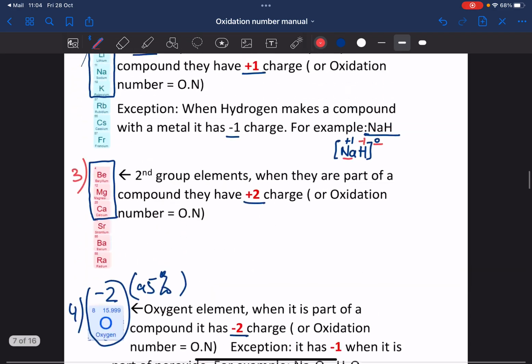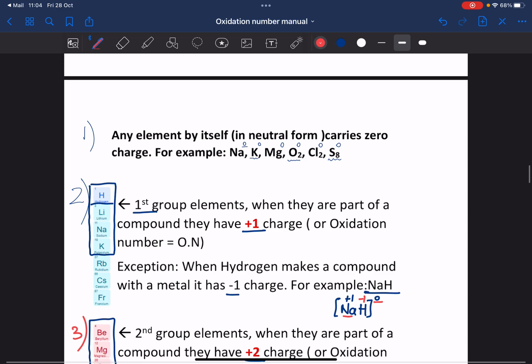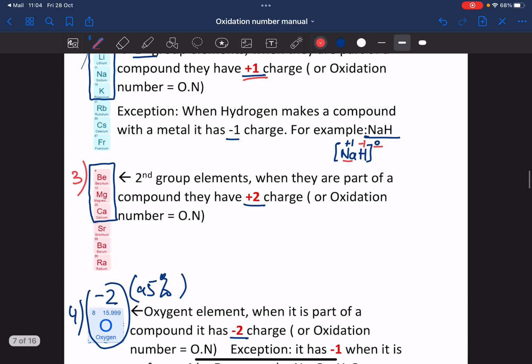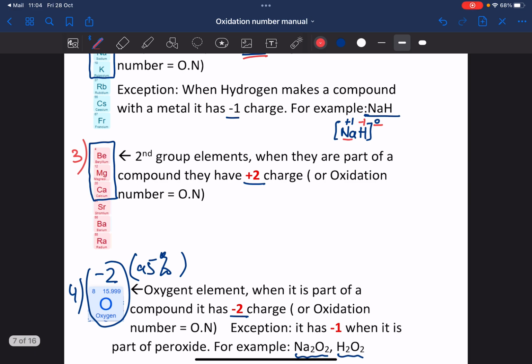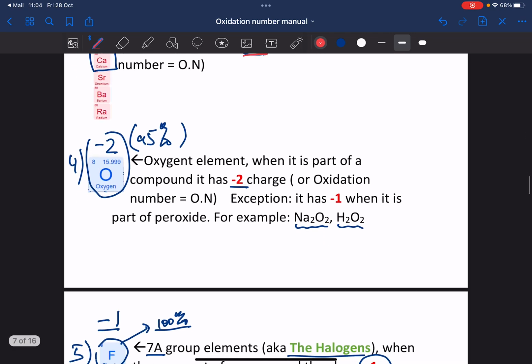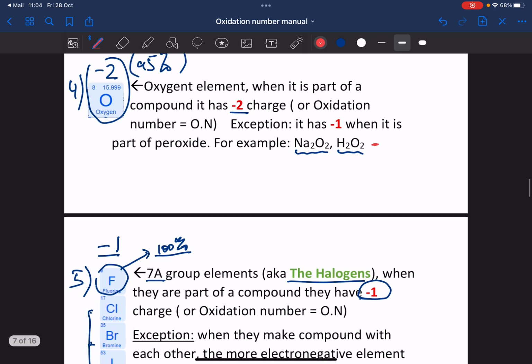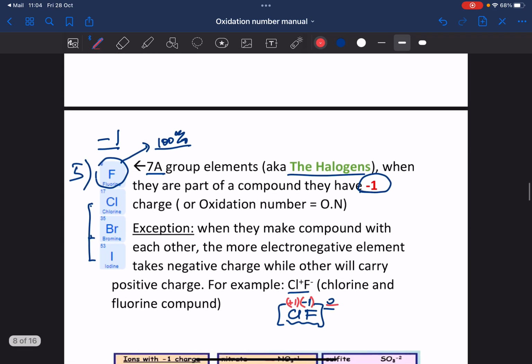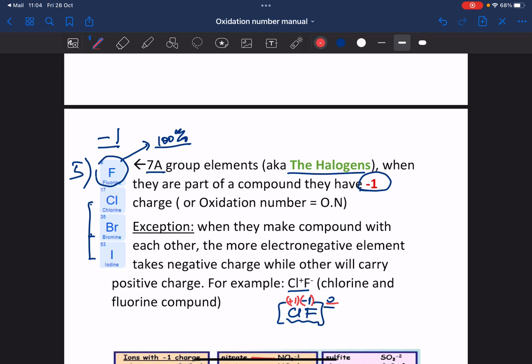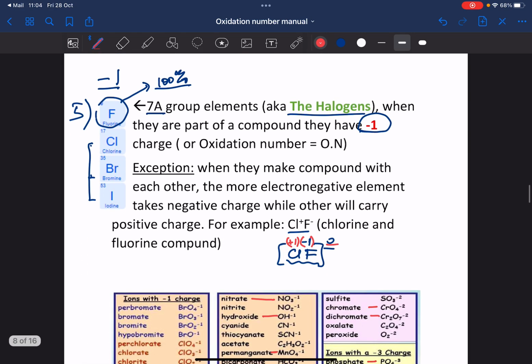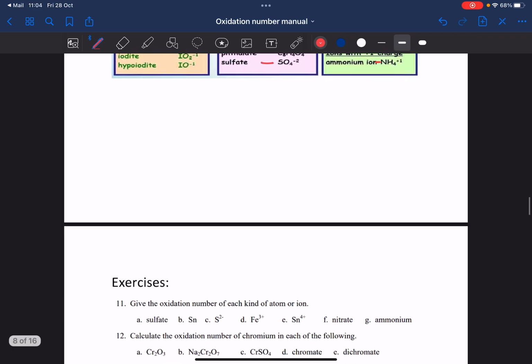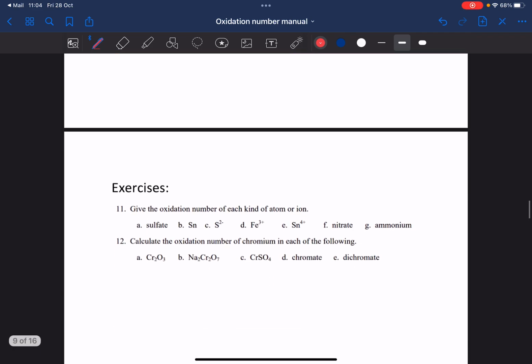So I'm just going to review this again. By itself it's always zero in the first rule. First group elements are always +1. Third, the second group elements are always +2: beryllium, magnesium, calcium. And then oxygen is always -2, only there's one exception here. And then fluorine, bromine, iodine, they are -1. Don't worry about the exceptions that much because you will be asked mainly the general scenarios.